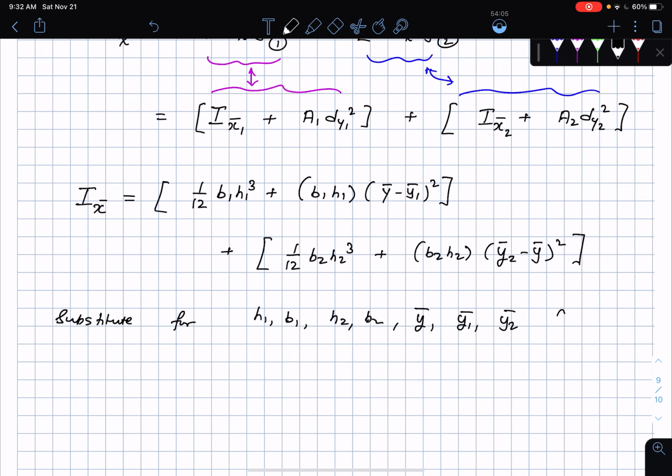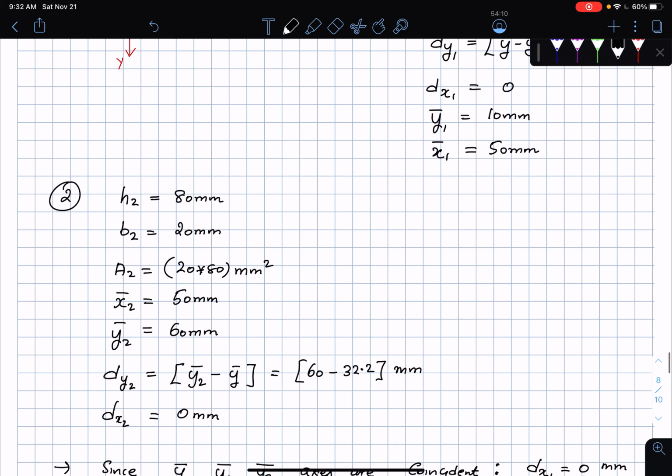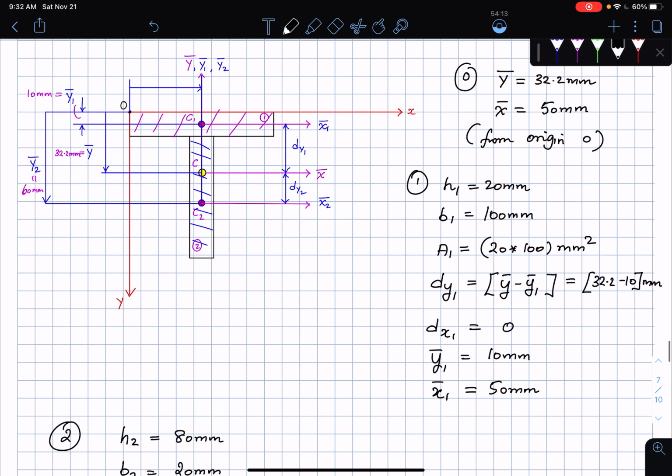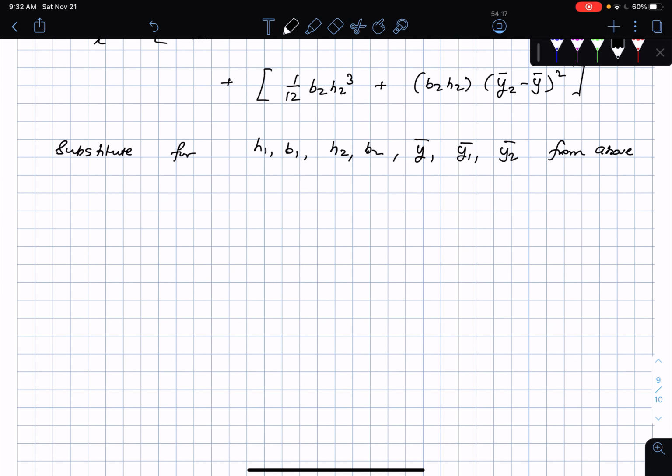Okay, from above we had written all of these things down here. So I had all of these things here, I had all of these things there, and then just substitute and plug it in. Okay, this is just a glorified plugging and chugging. So this gives me Ix bar after calculating it is going to be 12.53 times 10 to the power 6 mm to the power 4. This is the moment of inertia about the x bar axis.